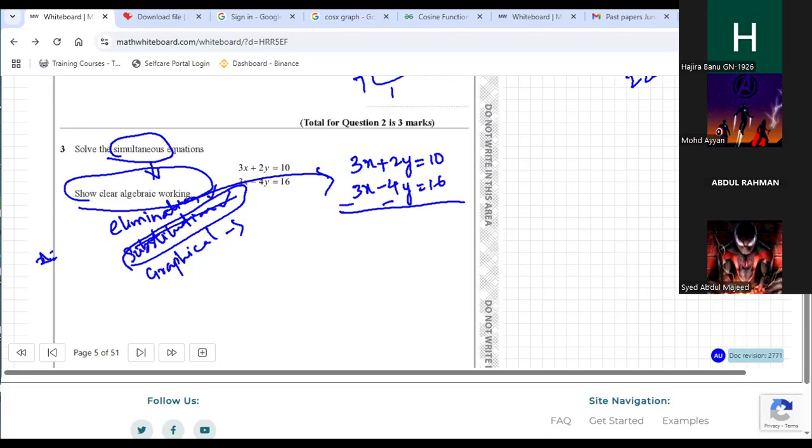So when I subtract, plus becomes minus, minus becomes plus, plus becomes minus. So this goes off, and then 4y plus 2y is 6y equals 10 minus 16, which is minus 6. Then y equals minus 6 by 6. That's the answer, minus 1. So we got y equal to minus 1.